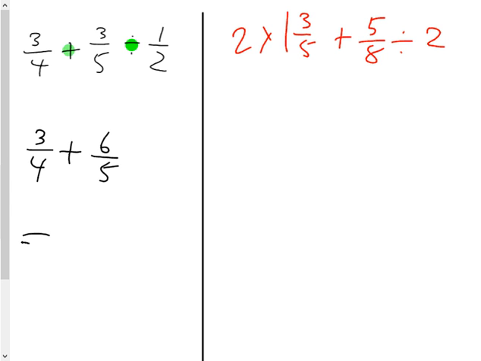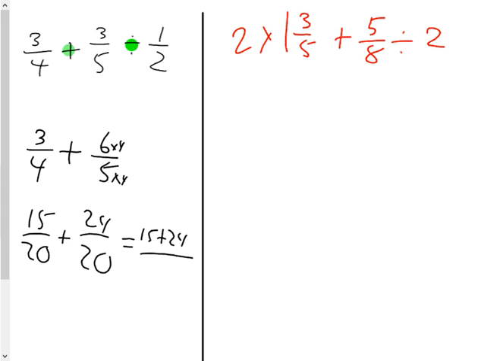Once we get that, we're going to use our common denominator of 20. Our equivalent fraction to 3/4 is 15/20. Our equivalent fraction to 6/5 is going to be 24/20. And now that we have that, we're going to add our numerators, just like we did in grade 7, and keep our denominator. We get 39/20 as our final answer, which is fine. That's the correct answer. Or as a mixed fraction, 1 19/20.